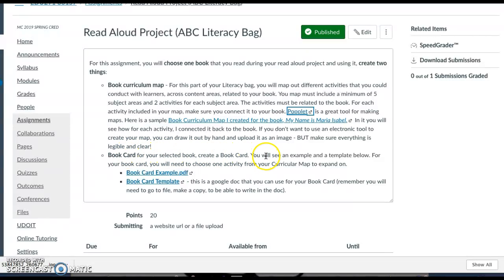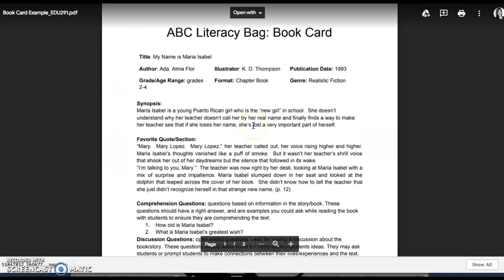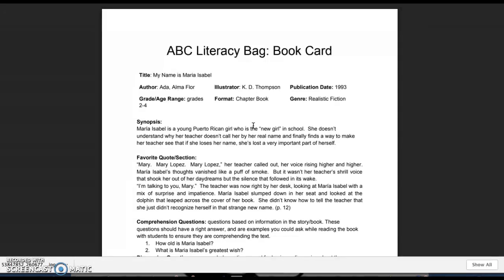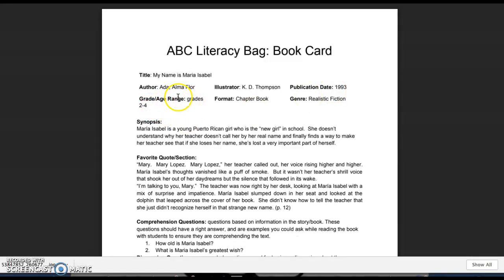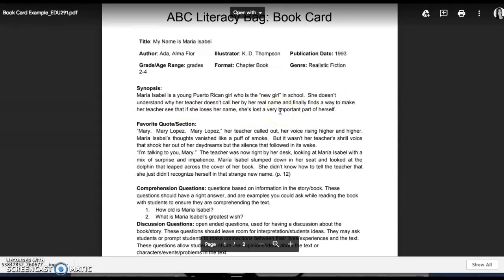So the template is below here. There is an example here. So this is just an example of what your book card should look like. The template is going to look just like this, except there's no answers filled in. So in the book card, you put your title of the book, you put the author, illustrator, publication date, the grade that the book is designed for, and so forth. Then you're going to write a brief synopsis of the book. It needs to be written in your own words.